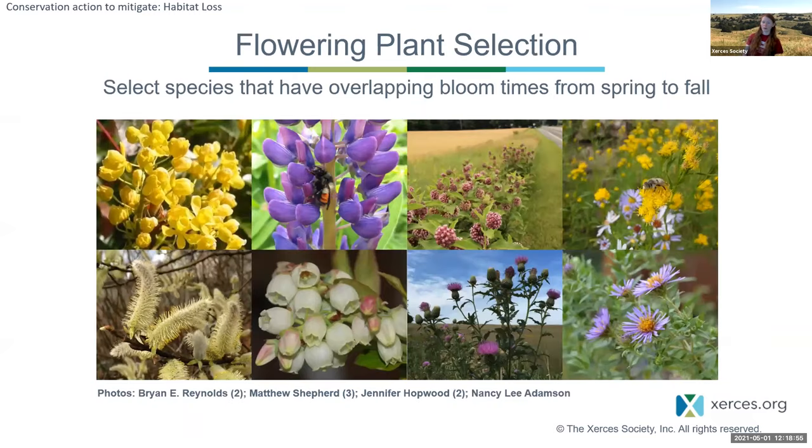And again, with your plant selection, to support bees throughout the spring, summer, and fall, you want to make sure that your bloom times are overlapping. So you want to plan your garden, make sure you have blooms in the spring, make sure you have blooms in the summer, and make sure you have blooms in the fall to support not only the bees, but all the other pollinators and beneficial insects that need to eat during the summer.